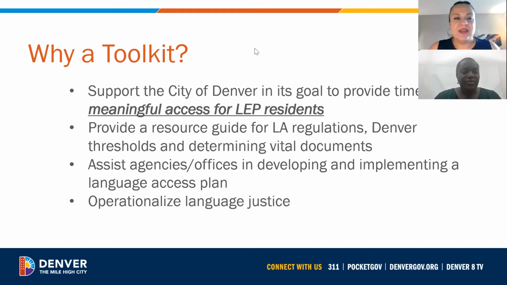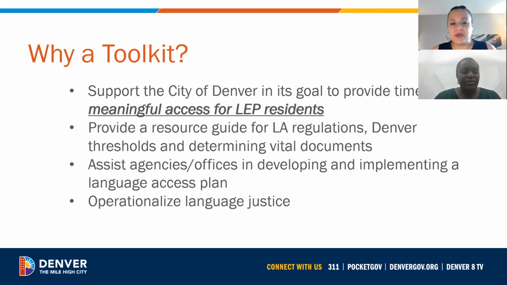There we go. Okay, so now we're talking about why do we need this toolkit? As we just saw in the video, it was very difficult for her to try to communicate and for them to understand that she needed assistance. So the toolkit is basically a guide that will help your agency, your office, your employees on how to actually provide meaningful access for limited English proficient residents that you serve. It'll serve as a guide for regulations that we've talked about, Title VI, Executive Order 13166, and we've talked about the ASL regulations as well.